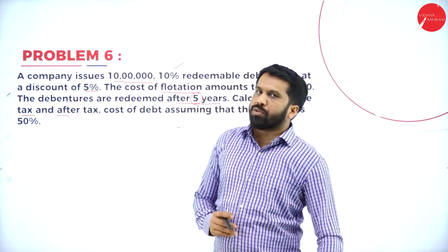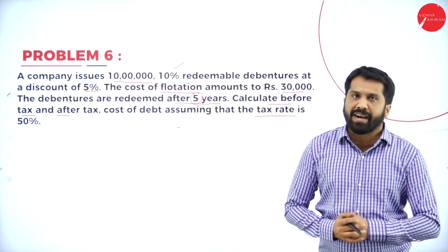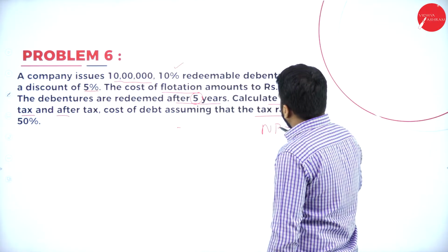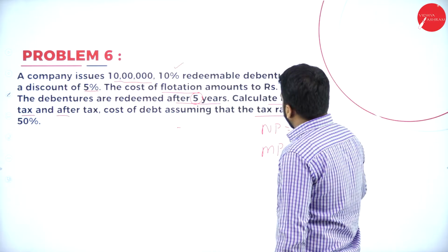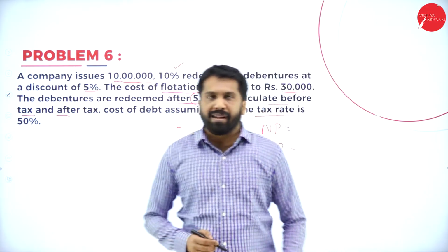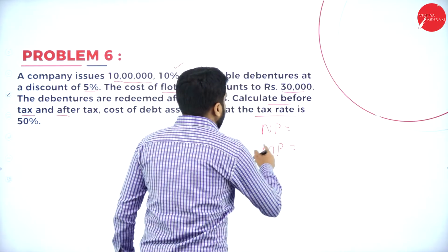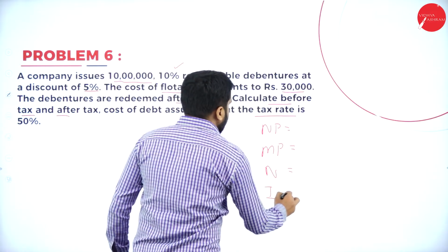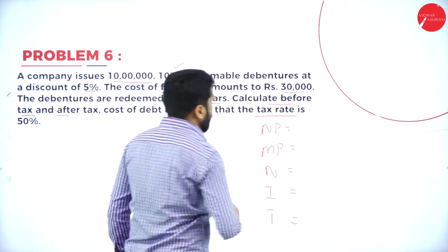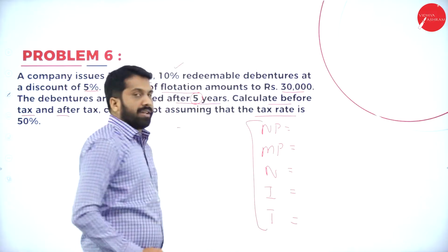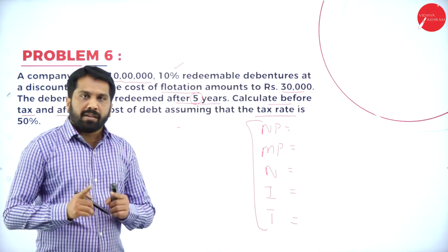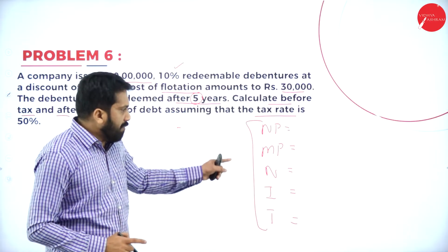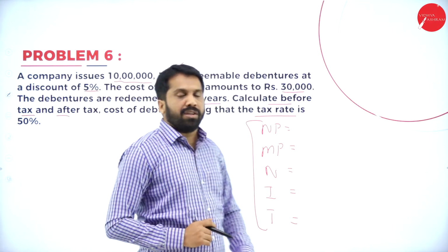Now before we go to the problem, which information do we require? We need NP, net proceeds. We need MP, maturity value or redeemable price. We need NP, MP and number of years. And I need interest and I need taxation. These are the information required to calculate this problem. Remember, always go like this: write down the formula, then simplify individually what information you require.